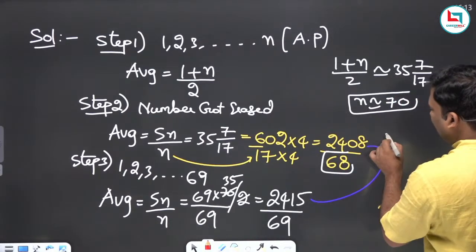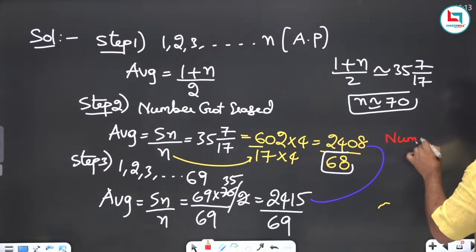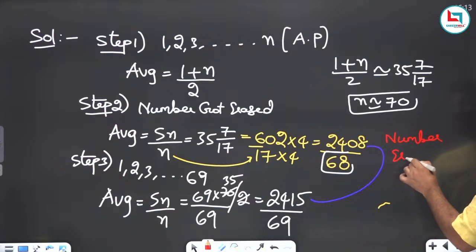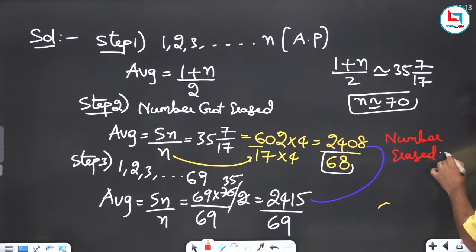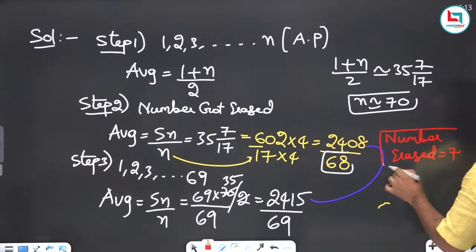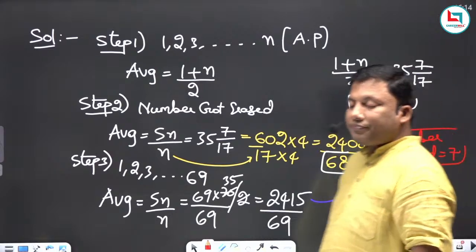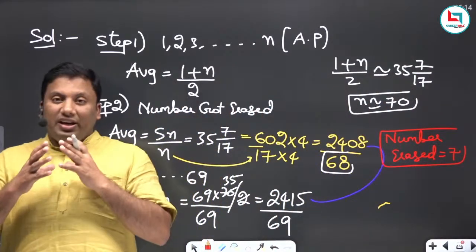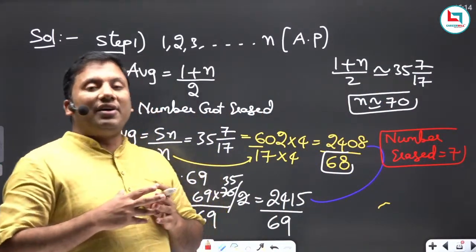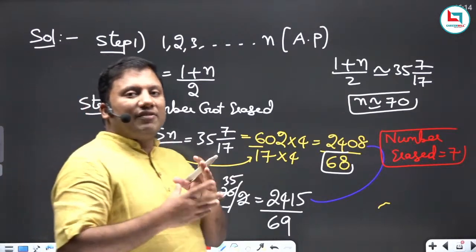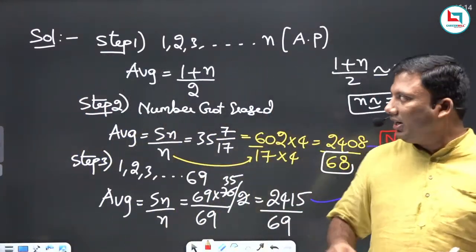The number erased is 7. Very, very easy way to solve. Totally there are 69 numbers on the board, out of which if I erase number 7, the average became 35 7 by 17. Again, I am repeating this question.